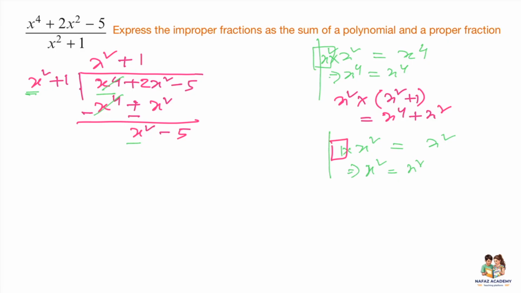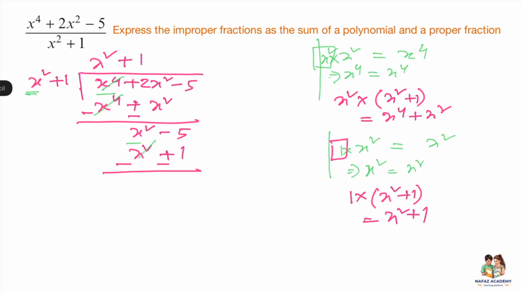Now 1 times the whole divisor, the expression is x square plus 1. Write it over here. Since it is subtraction, change the sign, cancel out both of them. Minus 5 minus 1, that is minus 6. Minus 6 is now the remainder, right?